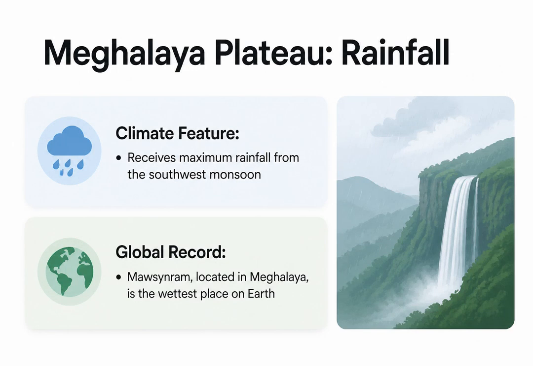Because of its elevation and geographic position, the Meghalaya Plateau acts as a massive barrier to the moisture-laden winds of the southwest monsoon. As a result, it receives extraordinary amounts of rainfall. In fact, the town of Mawsynram, located right here in Meghalaya, holds the record as the wettest place on Earth.